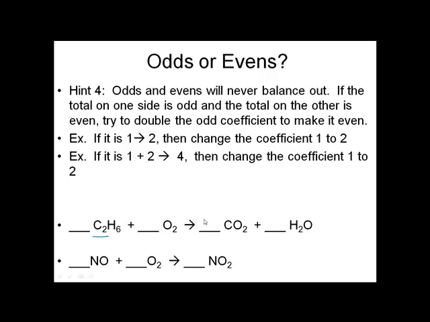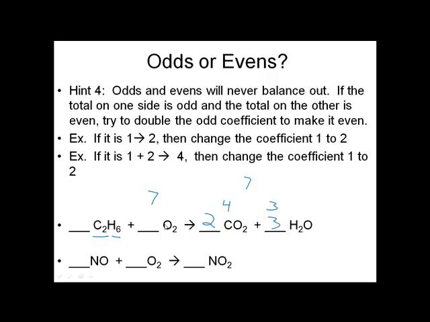2 carbons. Put a 2 in front of my CO2. 6 hydrogens on the left, so I'll put a 3 in front of my H2O. Now if I count up my total number of oxygens, I have 4 from the CO2, 3 from the H2O, a total of 7. I need to have 7 on the left-hand side.